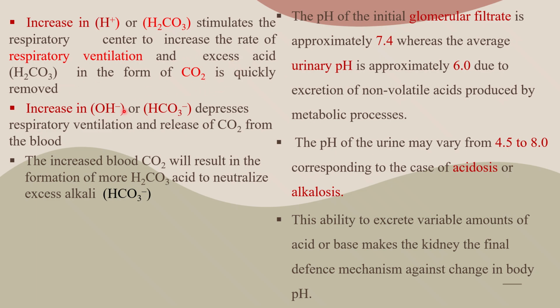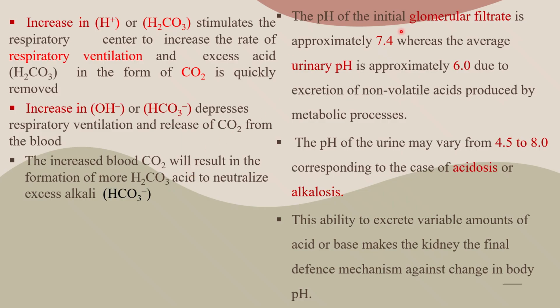Any increase in hydroxy group or bicarbonate, that means alkalinity in the blood, depresses respiratory ventilation and the release of carbon dioxide from the blood. The increased blood carbon dioxide will result in the formation of more carbonic acid in order to neutralize the carbonates or the hydroxy ions. So this is how the respiratory mechanism maintains the blood pH.